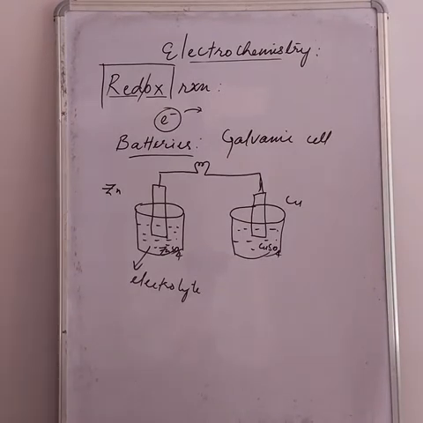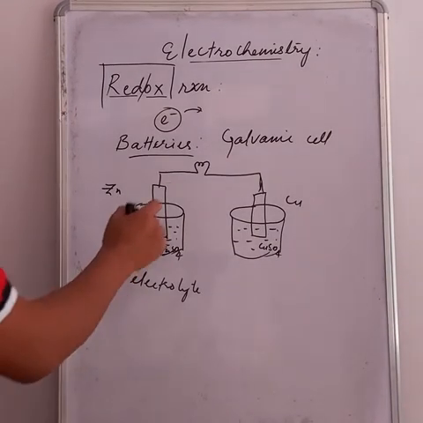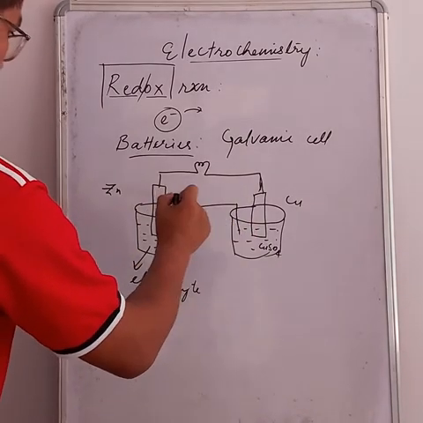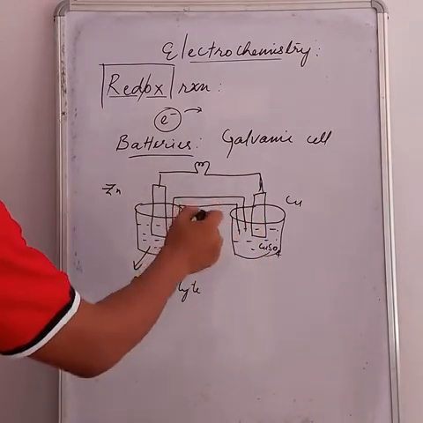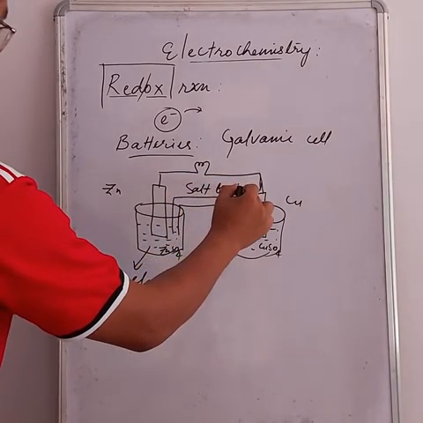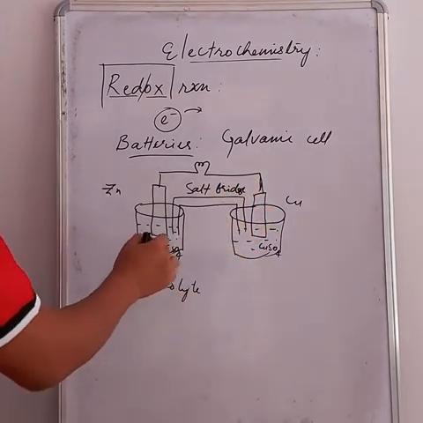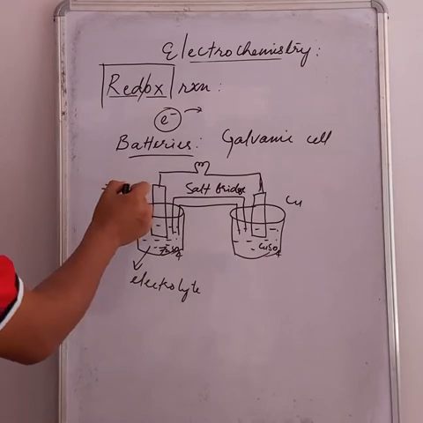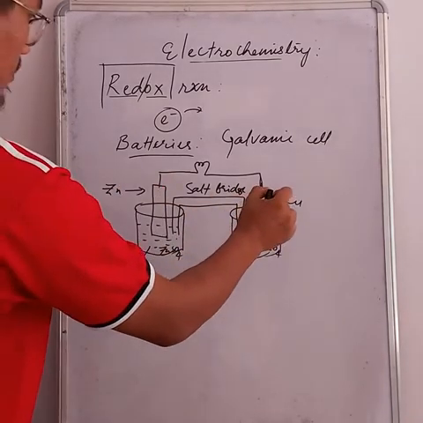But until and unless we introduce something we call a salt bridge, there will be no conduction of electricity between the two electrodes. These are the electrodes. This is the zinc electrode and the copper electrode.